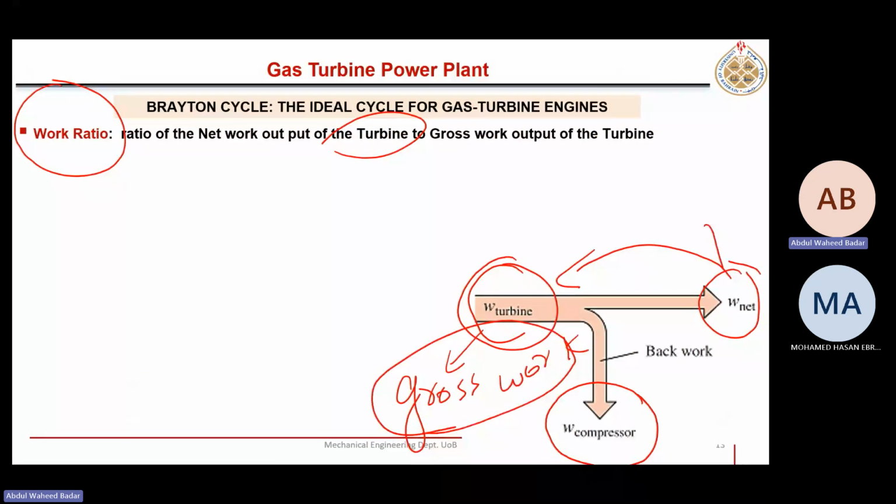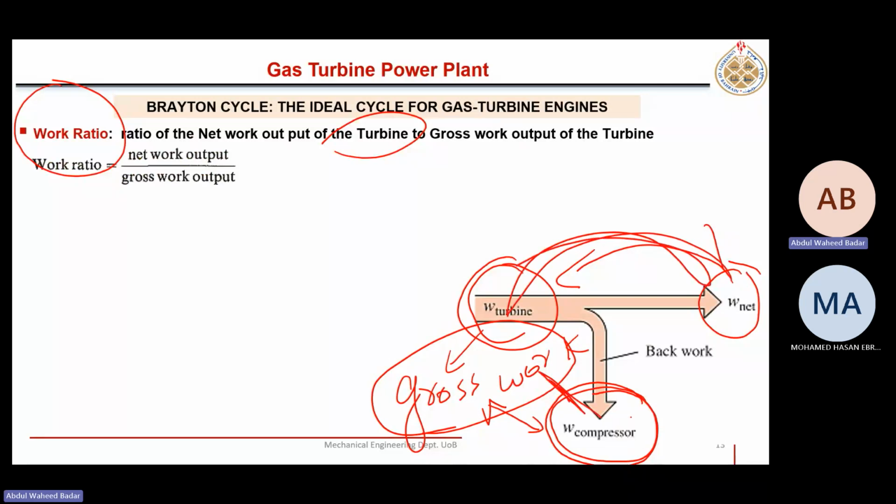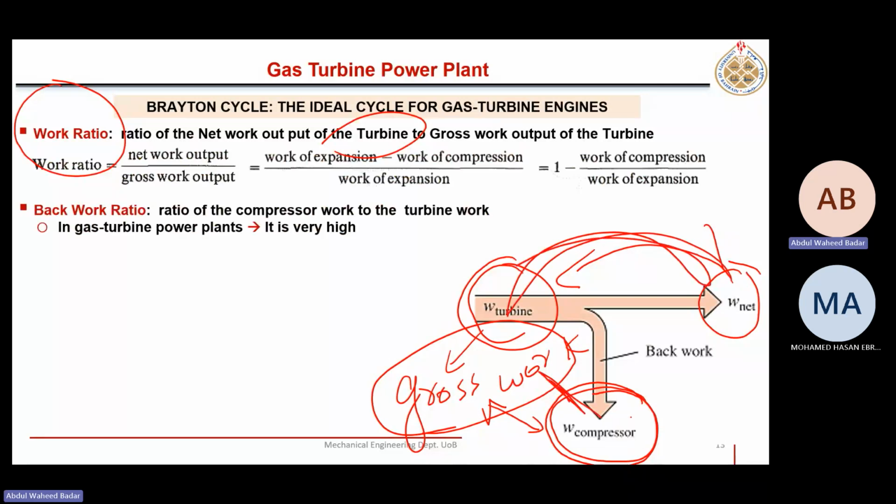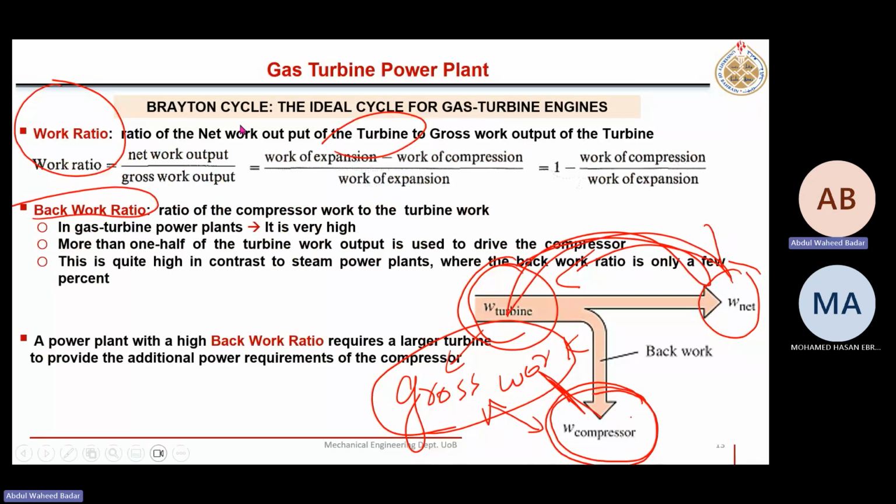Or there is another term which is called back work ratio. If you divide this compressor work by the gross work, then it is called back work ratio. That is work ratio, and this is back work ratio. So these are the two more important parameters which we normally mention in gas turbine cycles: efficiency, net work output, and back work ratio.